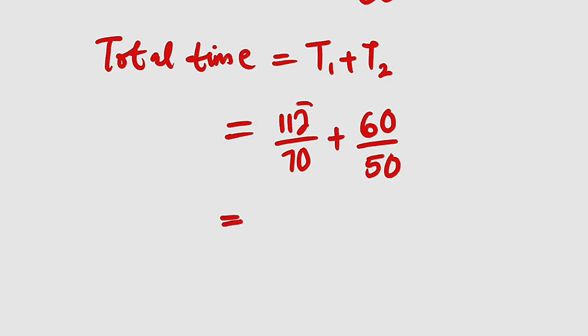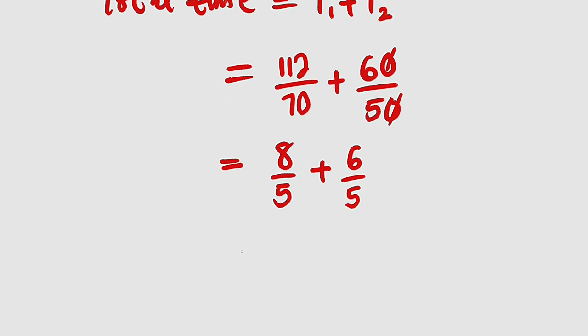This is equal to, if you reduce this to the lowest terms, you're going to have 8 divided by 5, because 112 can be divided by 14 eight times, and 70 can be divided by 14 five times. So we have plus, this 0 will cancel this 0. If you divide the top and the bottom by 10, we have 6 divided by 5. Now you can see we have common denominators. We are free to add the numerators. We have 8 plus 6, which is 14. So we have 14 right here, divided by 5.